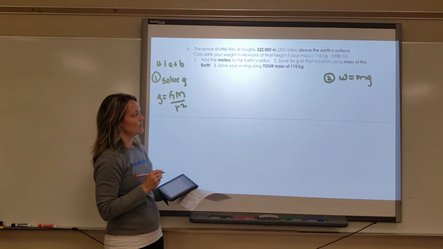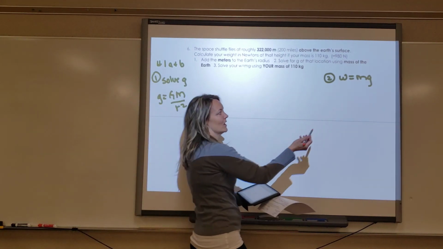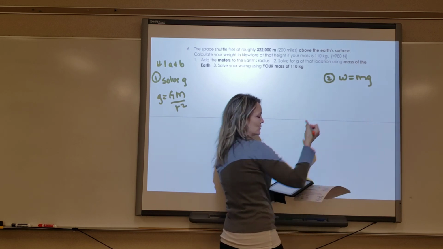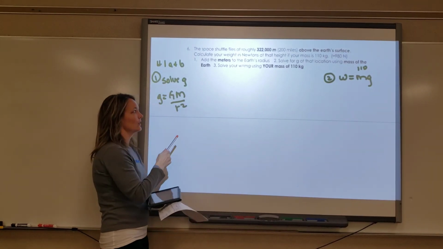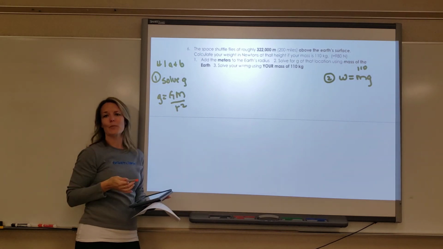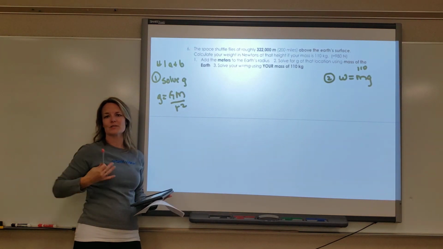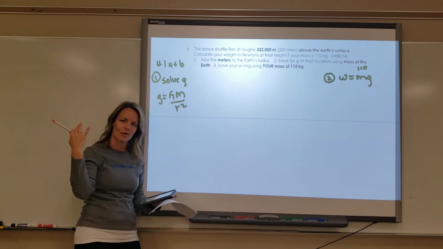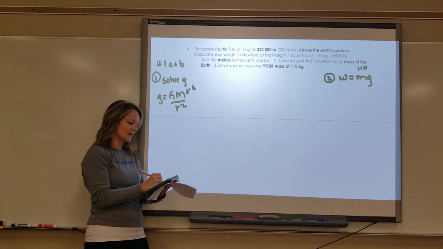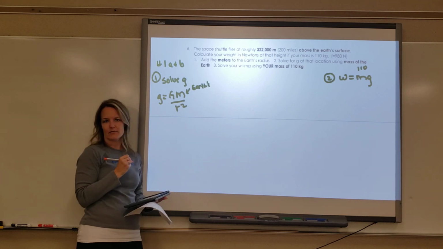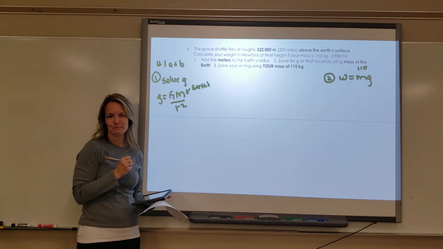Okay, you just have to be careful. When you want your weight, you have to use your mass, which is 110. When you want gravity, you can't use your mass. You don't make gravity to keep us, you don't have any space shuttles orbiting around you, only the Earth does. So this mass is the Earth's mass, the 5.98 times 10 to the 24.